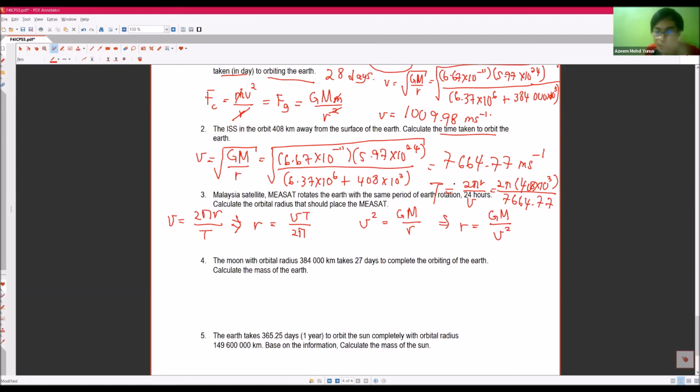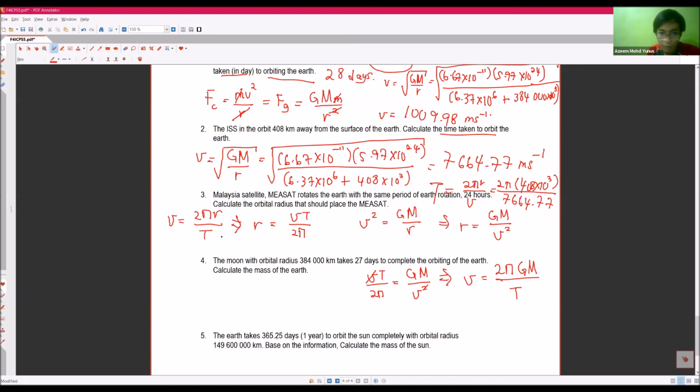So we equate these two equations here. So Vt over 2 pi equal to Gm over V square. Then we can cancel out the V's. Then we can rearrange V, because we want to find the V. So when we rearrange V, it will become 2 pi Gm over t, cube rooted. Okay, then we can calculate V because all the information is given.